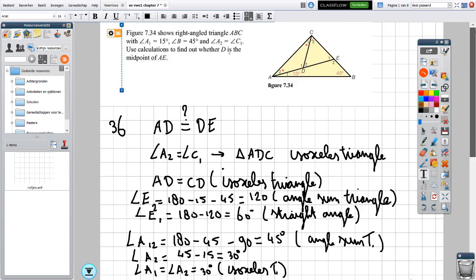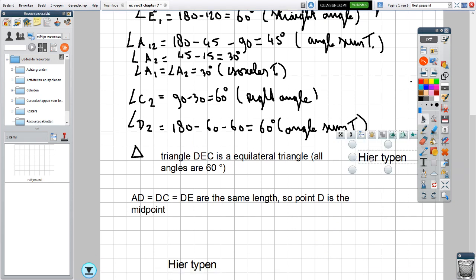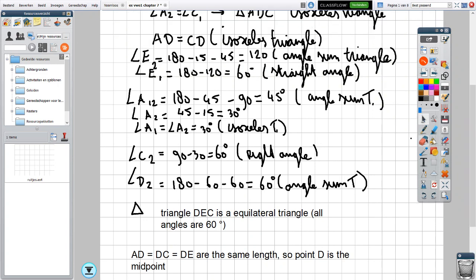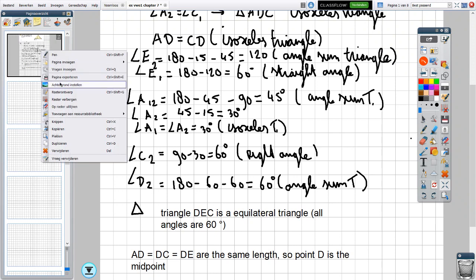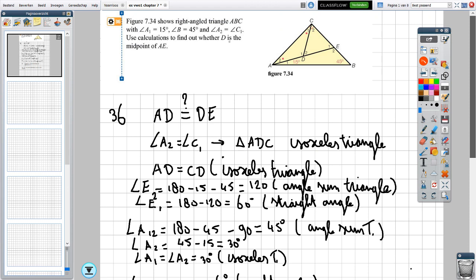Why can I now say that? Well, because AD is equal in length to DE, and that's why point D should be a midpoint. Again, my apologies for this terrible ending here. I can just erase those. I can maybe zoom out a bit. Again, I'm searching for a way to zoom out so I could show you the exercise in one go. No, I cannot do it.